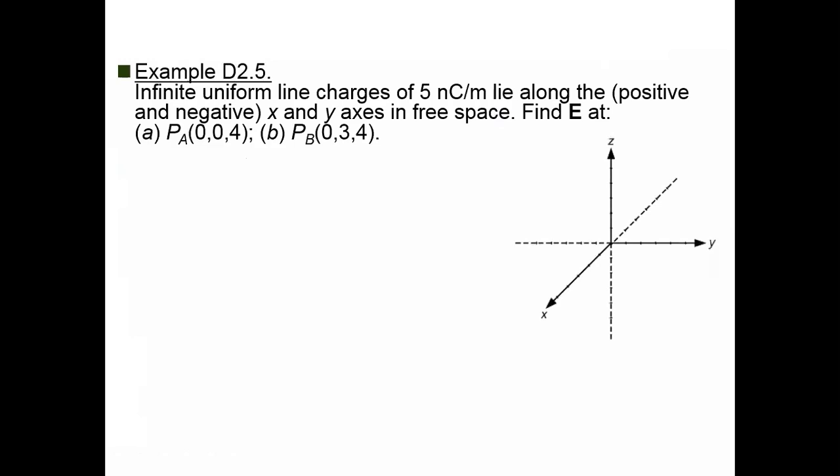So one example you can see here using the same formula. An infinite uniform line charge of 5 nanocoulomb per meter is lying along the positive and negative x and y axis. You can see here, this is the x, and here it is y. In free space, find the electric field at the point 0, 0, 4 and at the point 0, 3, 4.